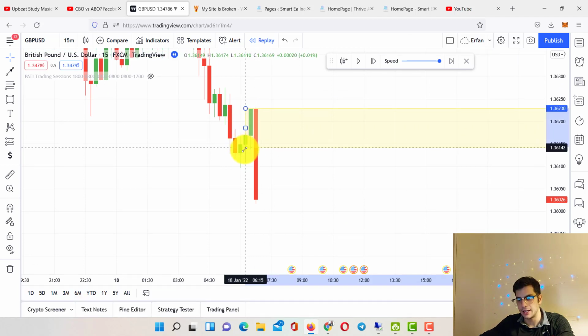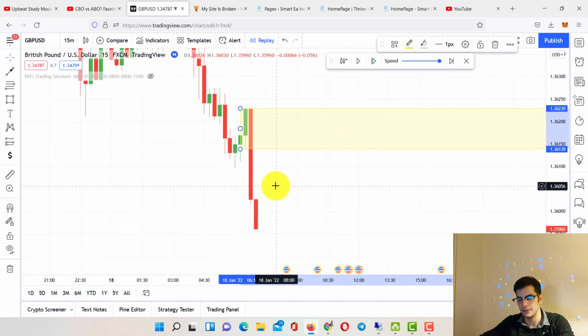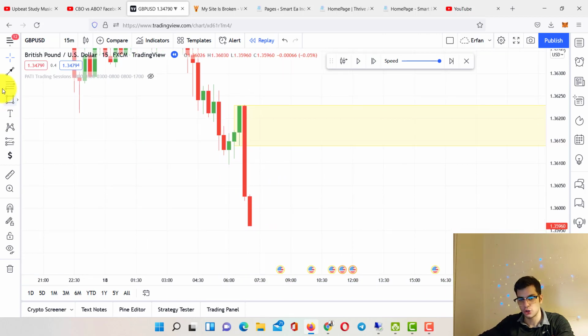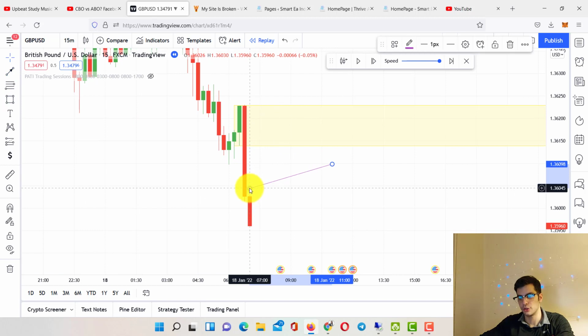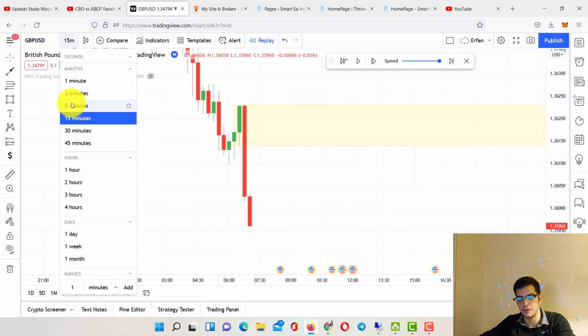See guys, you should always pay attention to the next candle that happens after that. So we have this huge gap from here to here, so we certainly know that it's a high probability order block. Now let's take a look at 5 minutes to see if we see that or not.